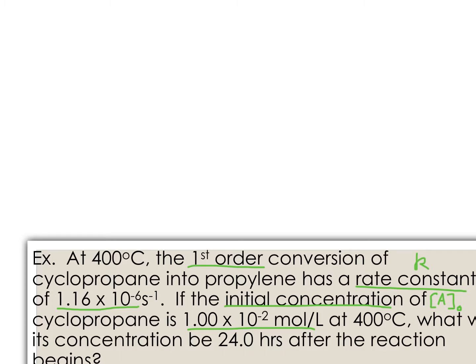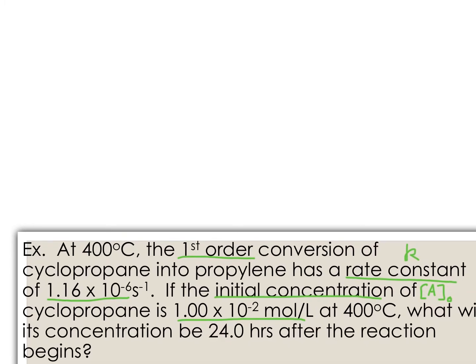What will the concentration be 24 hours after the reaction begins? So it's asking for a concentration at a specific time, which means our unknown this time, our x, is going to equal the concentration at a specific time. That's our AT. And we were given the T, 24 hours. We have a T, we have a little k, we have our starting AO. That means we're going to use our integrated rate law for first order as given on the AP test. You're going to plug each one of these in.